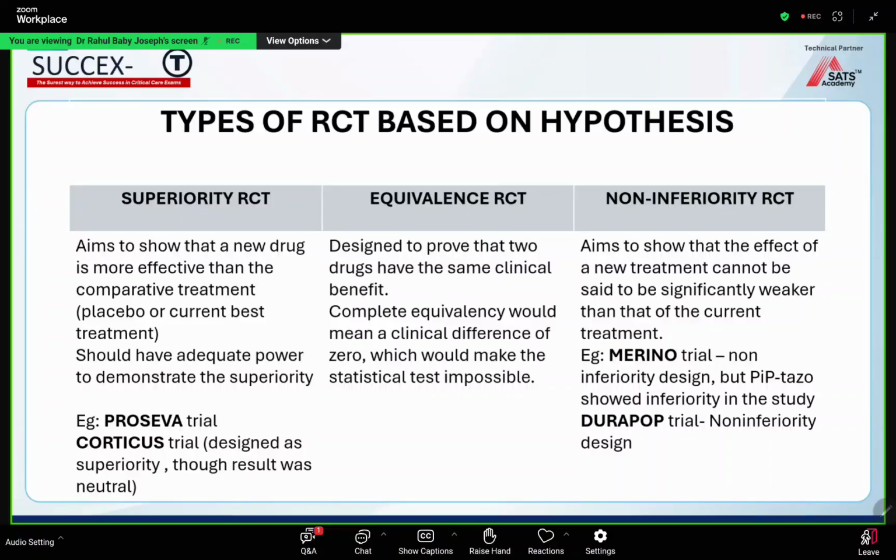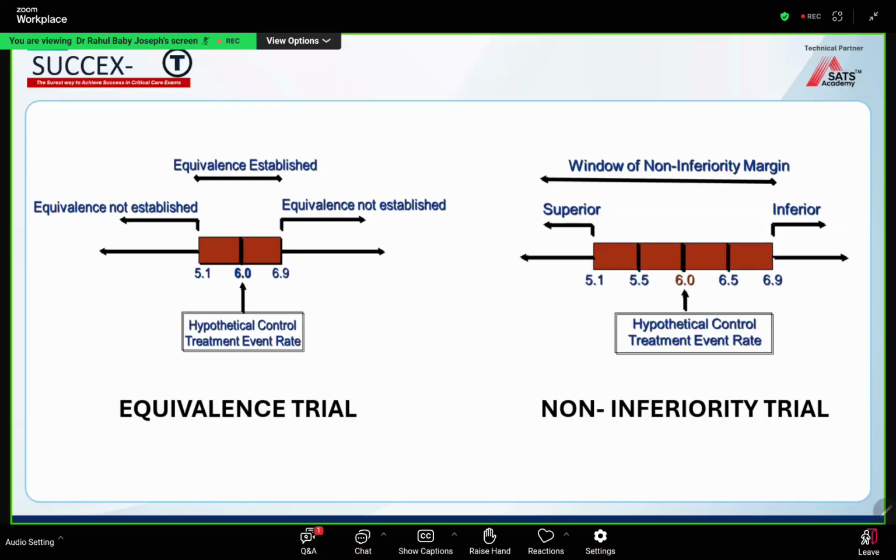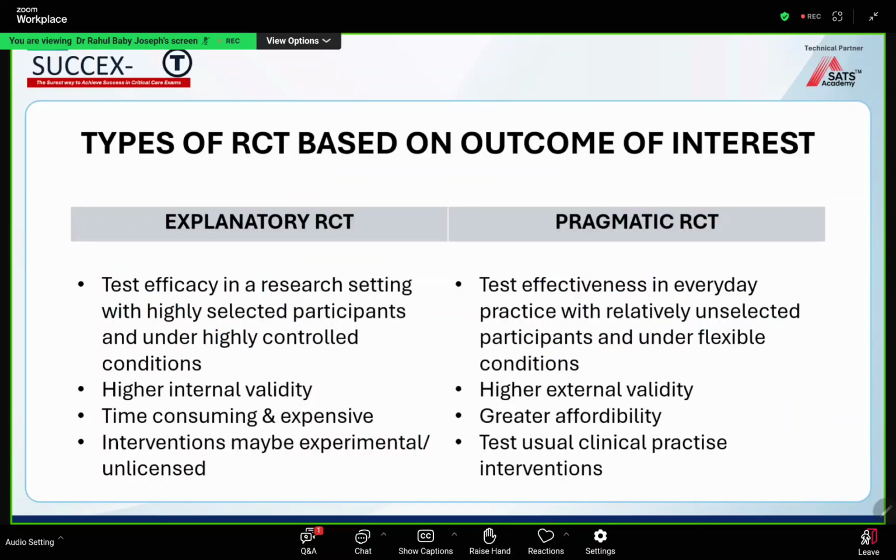In a non-inferiority trial, you're trying to say that the new treatment cannot be said to be significantly weaker than the current treatment. So that includes your Merino trial, which compared piperacillin-tazobactam with meropenem, and the Durapap trial. In an equivalence trial, complete equivalence means that there is no clinical difference. So a margin of equivalence is established, and if the parameter lies within the margin of equivalence, it shows equivalence. In a non-inferiority trial also, you have a margin of non-inferiority, and if it lies within this margin, we can say this particular treatment is non-inferior.